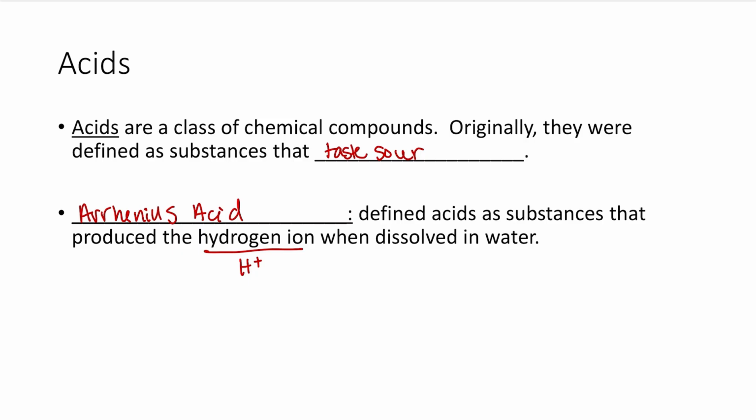So an example might be something like HCl. When we dissolve it in water, it becomes H plus and Cl minus. So it produces that hydrogen.